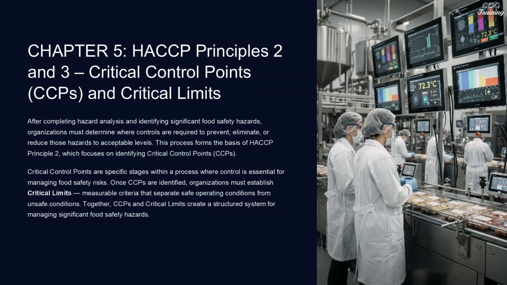After completing hazard analysis and identifying significant food safety hazards, organizations must determine which controls are required to prevent, eliminate, or reduce those hazards to acceptable levels. This process forms the basis of HACCP Principle 2, which focuses on identifying critical control points, CCPs.